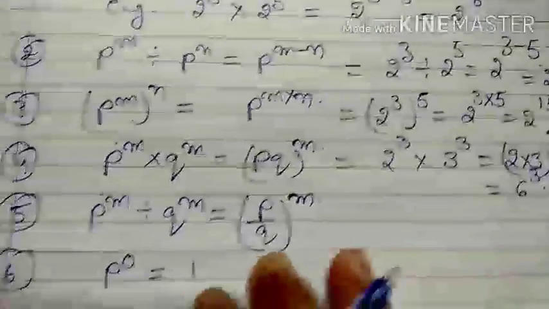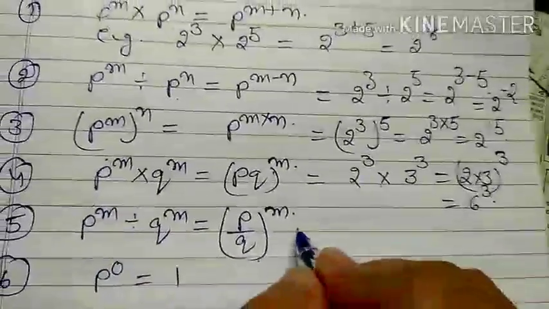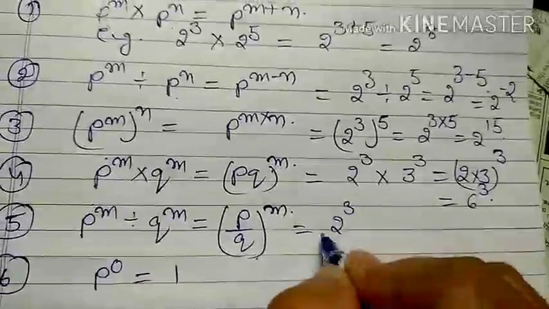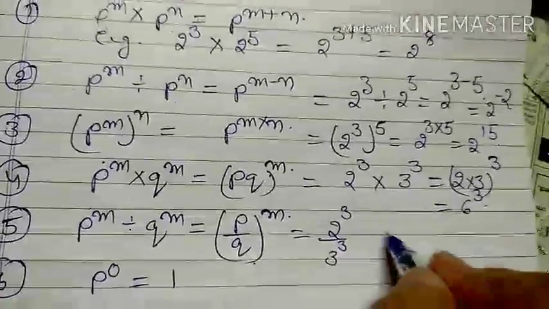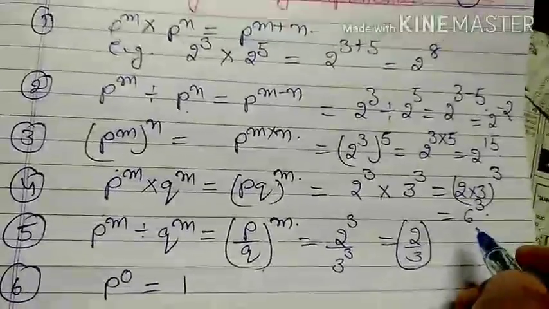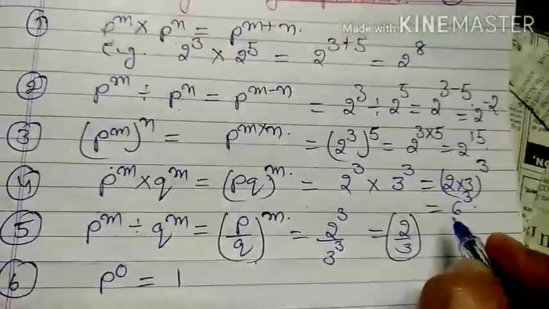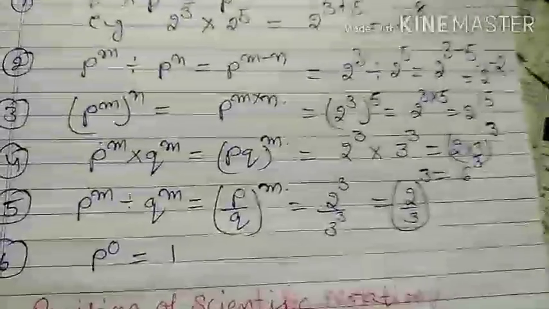But if the condition is that instead of multiplication a divide sign is there, same question, 2 raised to power 3 divided by 3 raised to power 3, then you have to write the common power and write one base in the numerator and one in the denominator, with the common power outside.